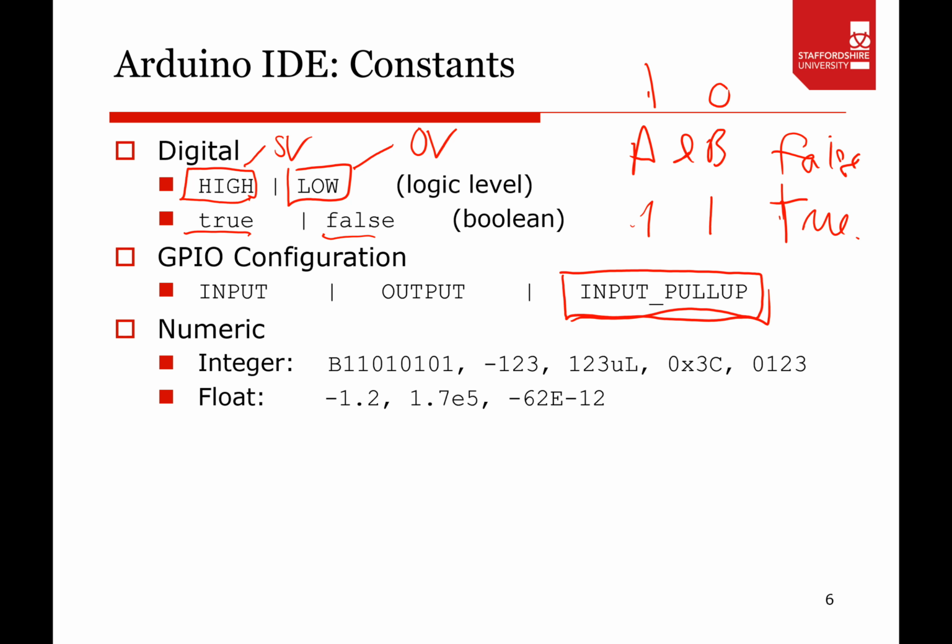Numbers can take all different formats, and this is how we differentiate. Binary has a capital B, and then we define the byte. So it's 1, 2, 3, 4, 5, 6, 7, 8. So that's 1 byte.